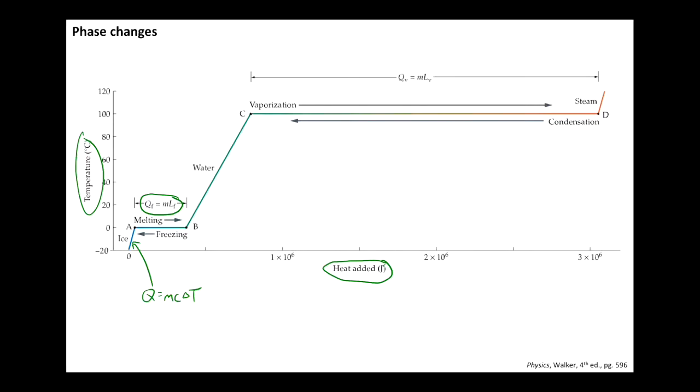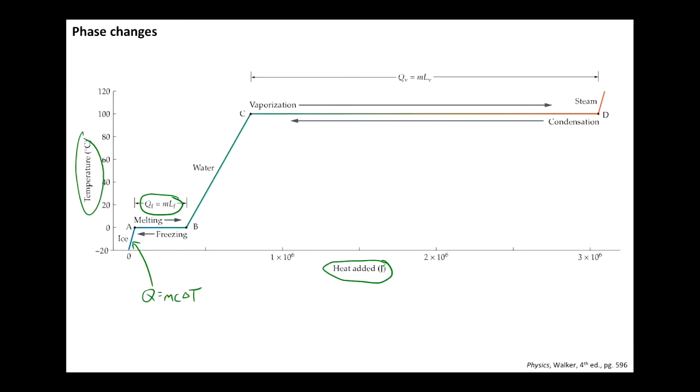Notice, I had to put more heat in to melt the substance than I did to change its temperature from negative 20 up to 0. I think logically that just makes a little bit of sense, right? I had to take that solid and actually break those bonds down to transform it from solid into liquid. Some more energy is going to be required for that.